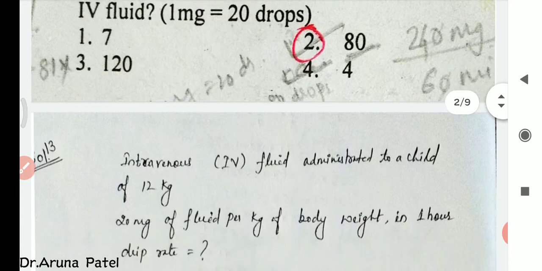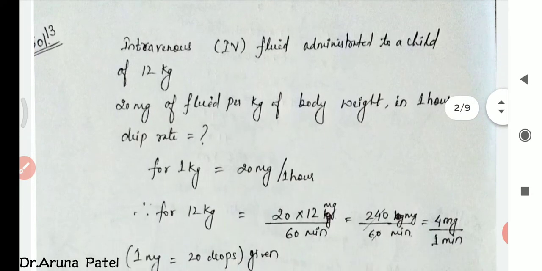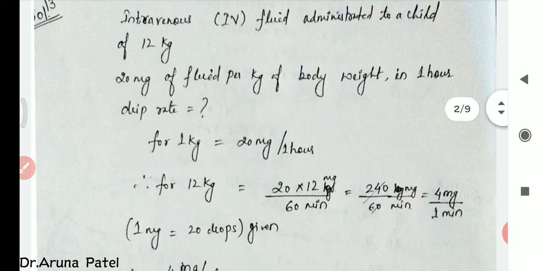Now see the solution. In this question, intravenous IV fluid is administered to a child of 12 kg, 20 mg of fluid per kg of body weight in 1 hour. So what is the drip rate? We have to find the drip rate.